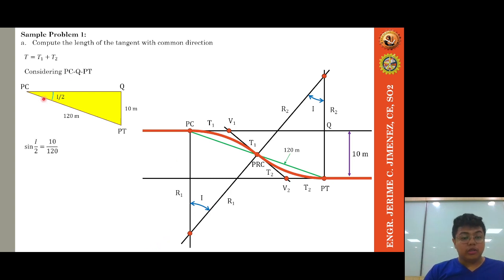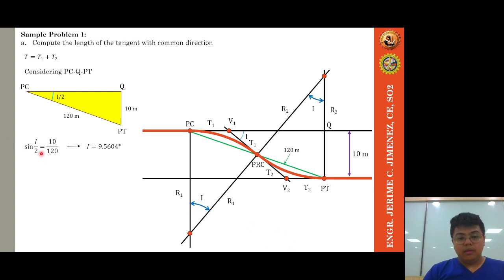Okay? So katawa ulit tayo. Sine I over 2 is equal to the opposite, which is 10 meters all over the hypotenuse of 120 meters. Calculating and getting the value of the central angle, we have I is equal to 9.5604 degrees. Okay? Yung I na to ay same lang din sa I na nandito. Okay?